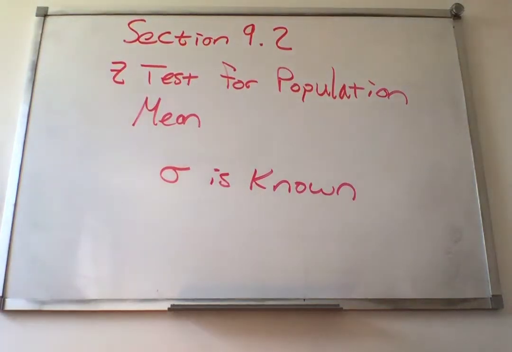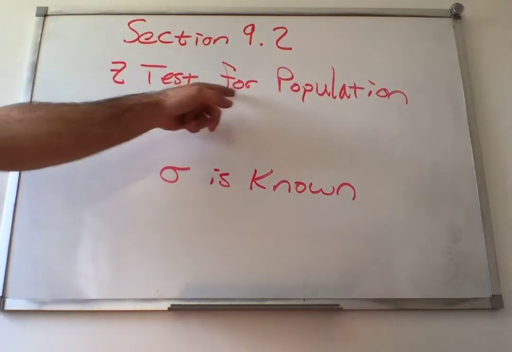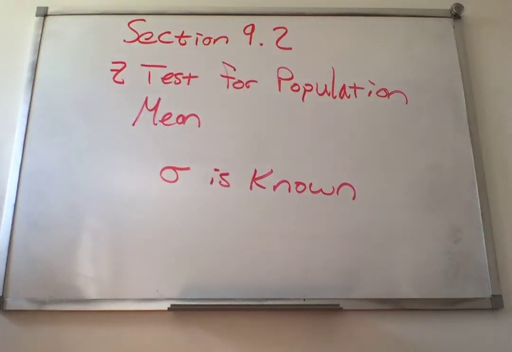Now that we've talked about the elements of a hypothesis test, and we talked about the steps of the five-step method for doing a hypothesis test, we're going to go through examples and actually how to do these things, okay? Now, in 9.2, we're going to be doing a z-test for the population mean, just like in chapter 8, when we got to 8.2, we did a confidence interval for the population mean.